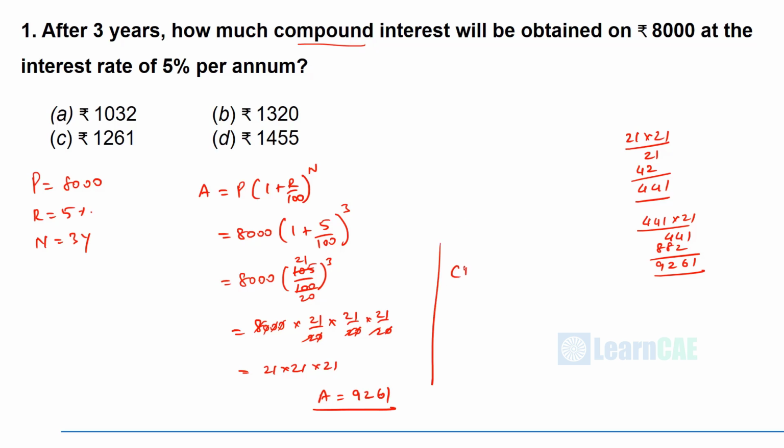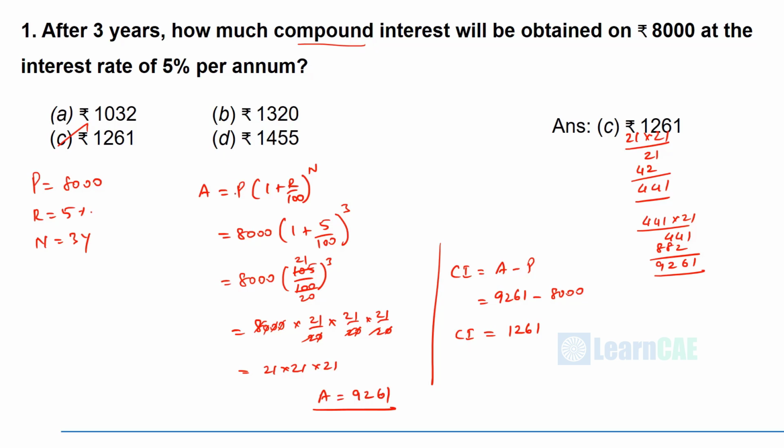They are asking the compound interest. We know that compound interest is equal to amount minus principal. The amount is 9261 and the principal is 8,000. So the difference is 1261. This is the compound interest. So the answer is C, 1261.